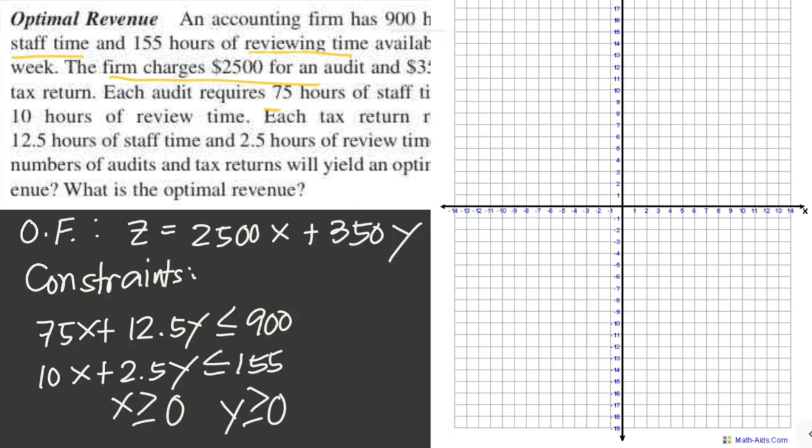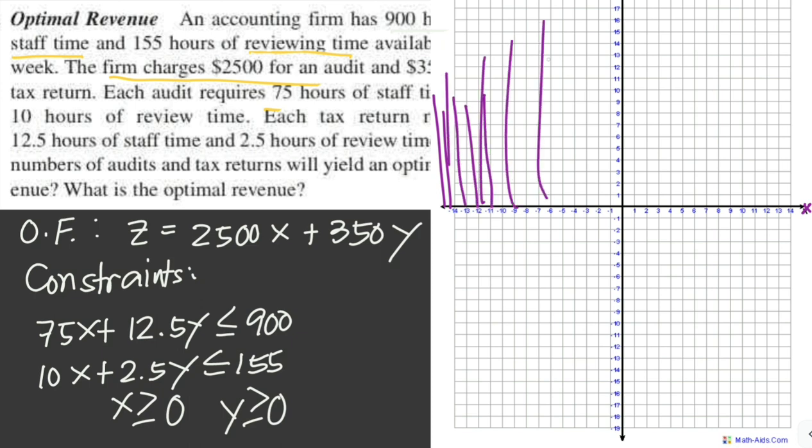All right, so let's graph this. We have x greater than or equal to 0. So this is our x-axis. All of the values above x, or x is included. So all of the values here.